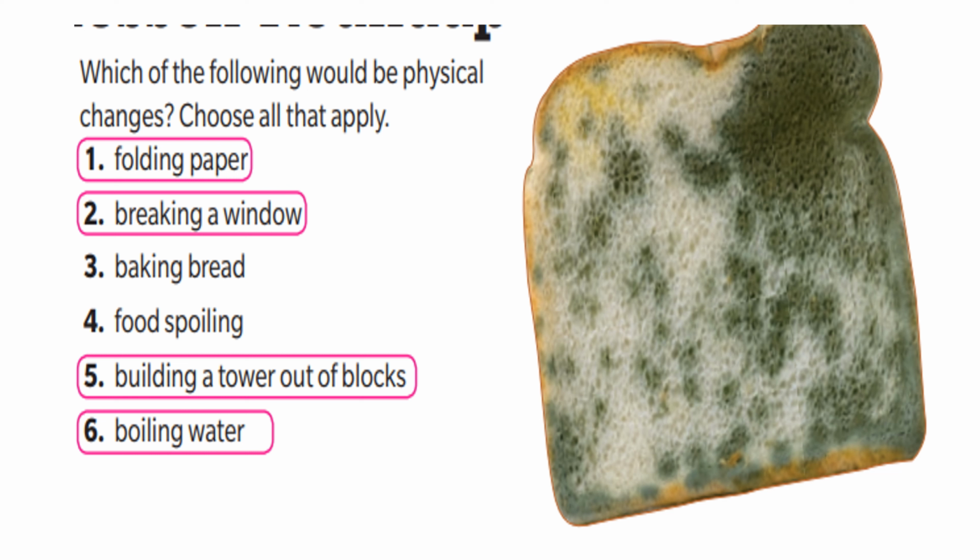What about baking bread? I use fire here, so it is a chemical change. Food spoiling, here also it is a chemical change because the food is turned to spoil, so here a new substance is formed. So it is a chemical change.